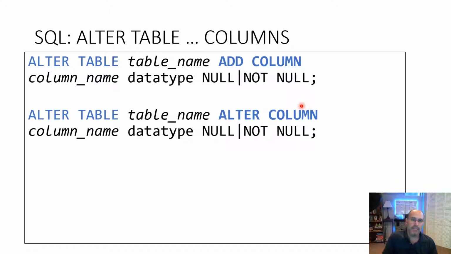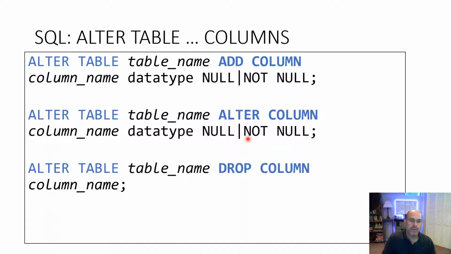You can alter table and then alter a column, that is, find an existing column and change it. You know, like maybe you expand the data type from varchar 20 to varchar 40, or change it from null to not null, or not null to null. You can alter table and drop a column. What you can't do is rename a column. To rename a column, you actually have to create a new column, move the data into the new column, then drop the old column. That's all on you.